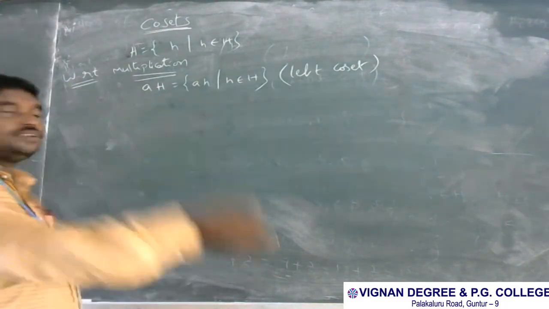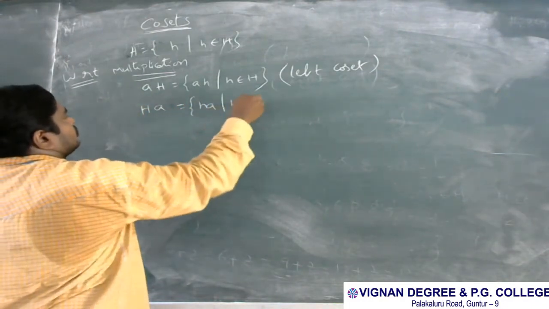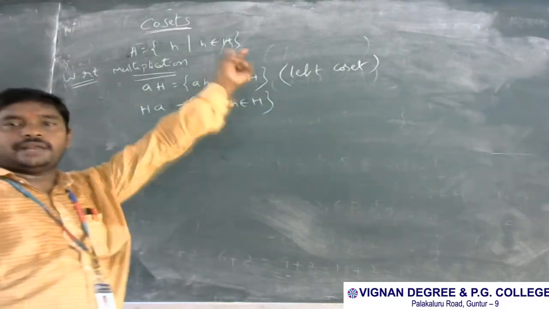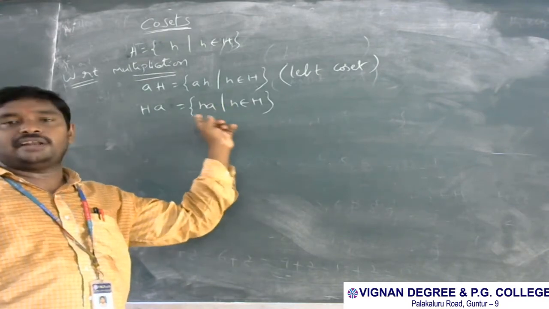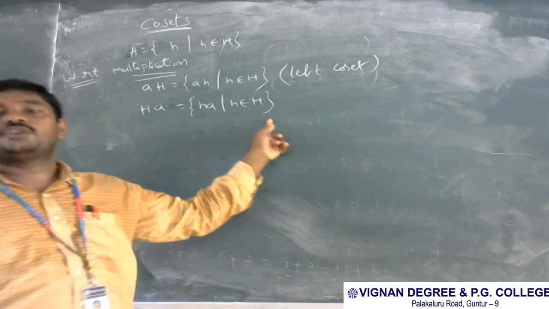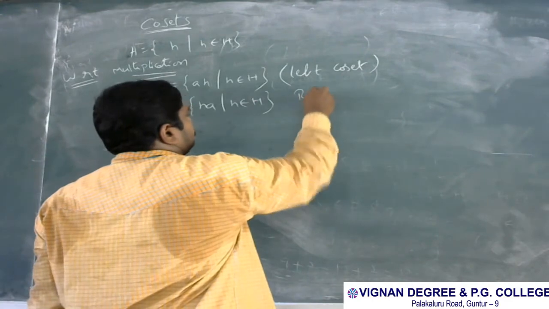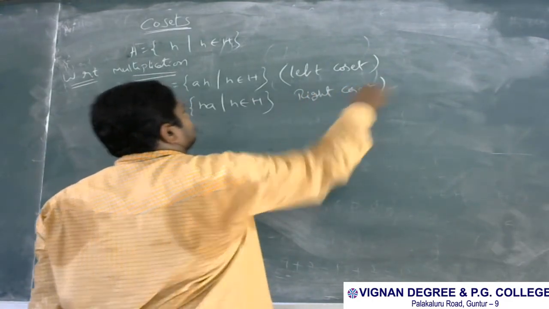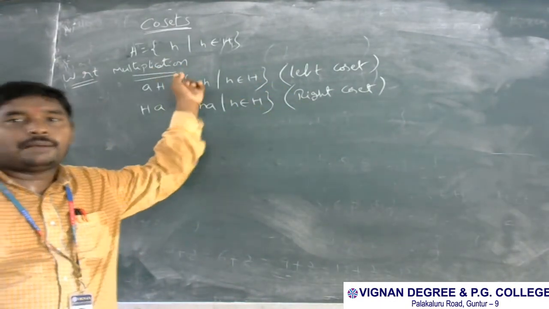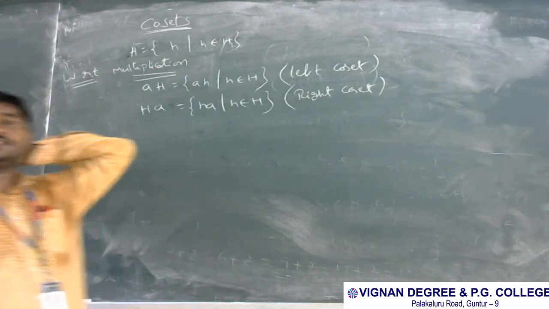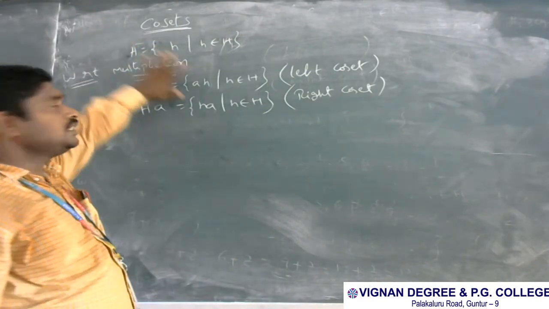Okay, friends. Next, if you multiply on the right side, if you multiply small a to the right side of h, then you get the answer small h times small a, such that small h belongs to capital H. So this coset is called a right coset. So these are called the left coset and right coset with respect to multiplication.